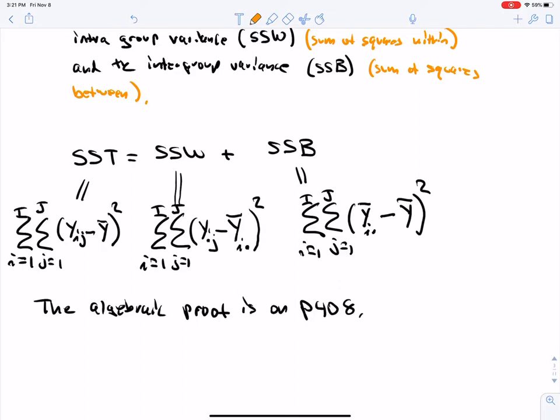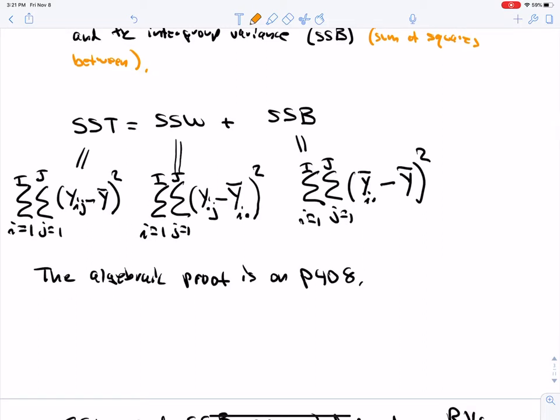And so the sum of squares within is basically looking at the differences of observations with that treatment group's mean. The sum of squares total is looking at the differences between observations and the total experimental mean y bar. And the sum of squares between is looking at differences between the row means and the total mean y bar. So the algebraic proof isn't terribly insightful. You can read it on page 408.